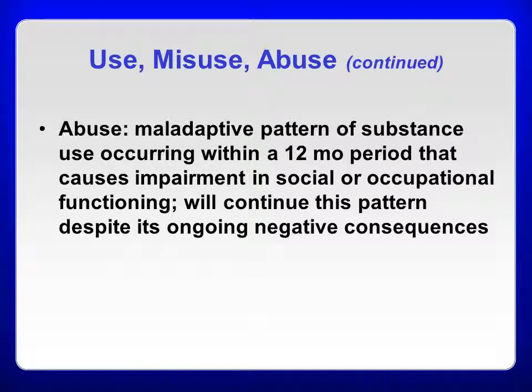So abuse is a maladaptive pattern of use of a substance that occurs within a 12-month period. And again, what will happen here now is you'll get major impairment in social or occupational functioning. So this will impact an individual's relationship with others. It'll impact their work, and then they will continue this pattern despite ongoing negative consequences.